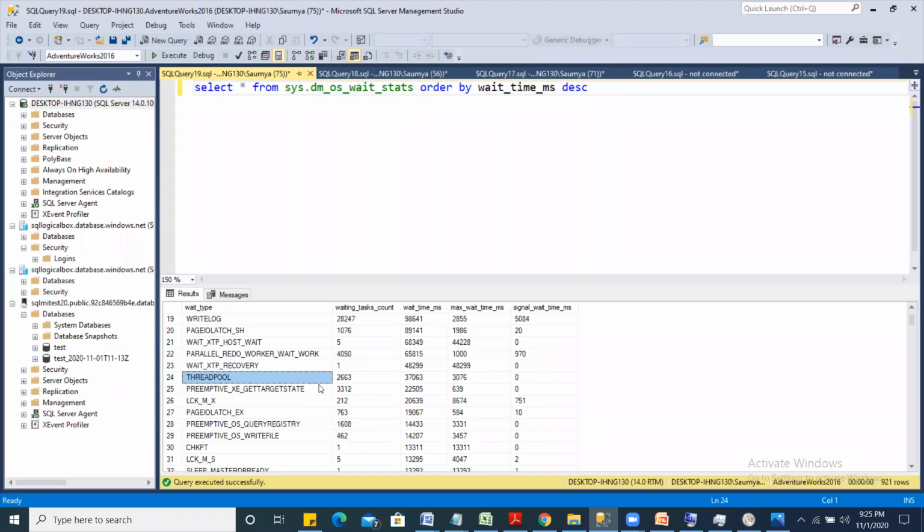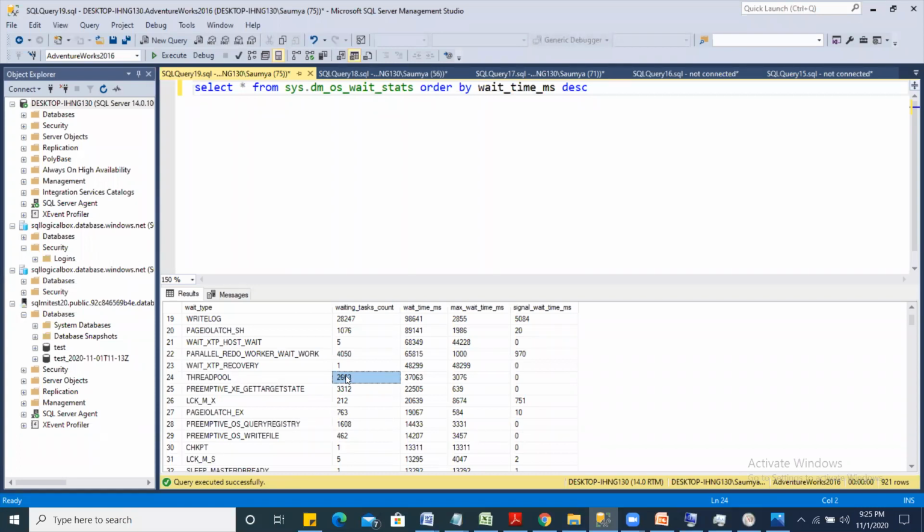Say, for example, there are 2 cases. One case is that if my workload is too high, a lot of users are connecting to SQL Server and a lot of queries are coming, my workload is too high. In that case, there may be a crisis of worker threads. In that case, this thread pool will have a very high value against waiting task count.